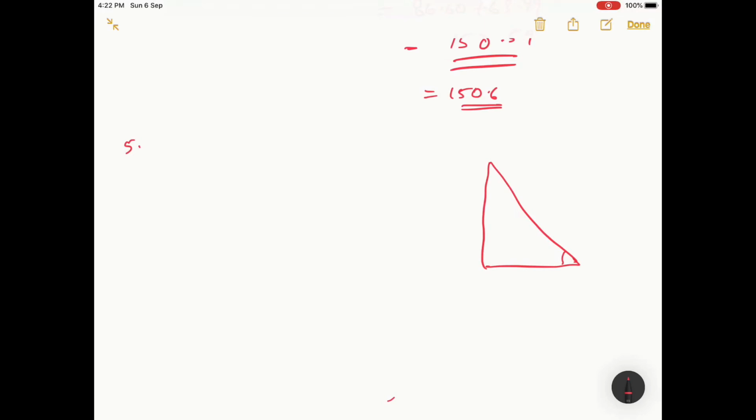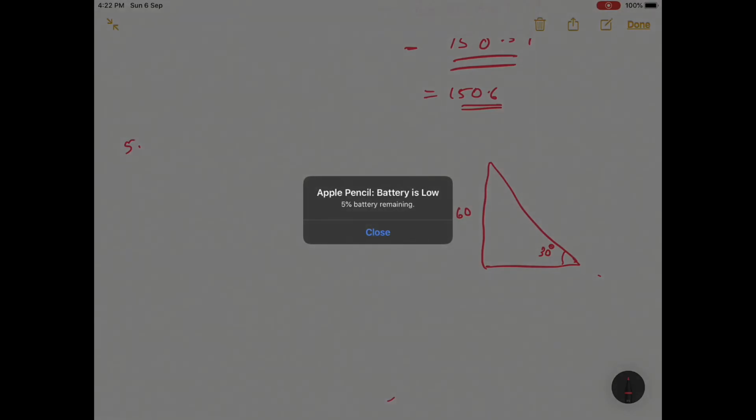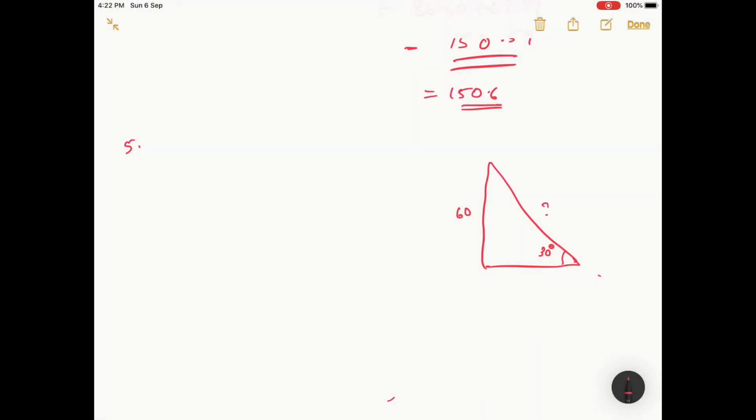You need to find this angle, right? Find the length of the string when the height of the kite is 60 meters. So this is 60. This will be the string, slanted, right? And it makes an angle of 30 degree. So what you need to find out is this part, right?